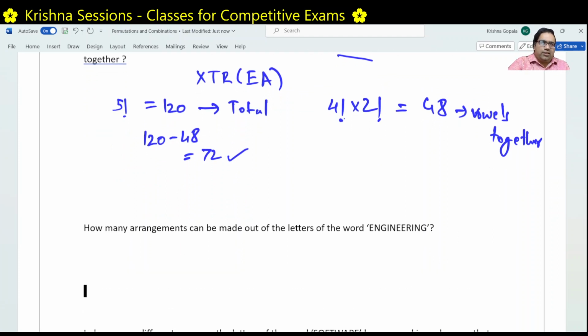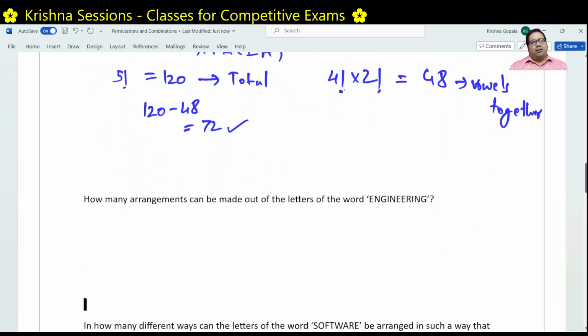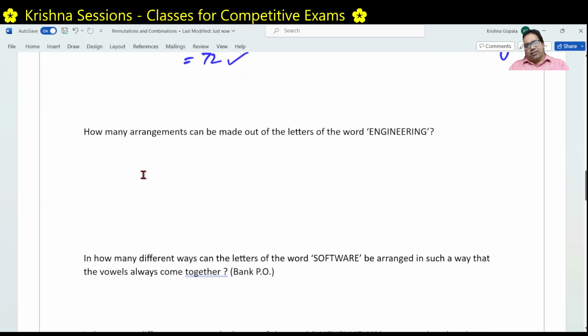Right. Next, another important problem. By the way, these are all questions that have come in previous government exams also, so that's why these are very important. Please try to understand. If you have any doubts, please message, then we'll pick them up. How many arrangements can be made out of the letters of the word ENGINEERING?